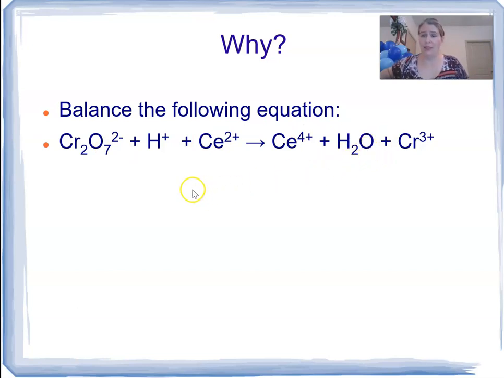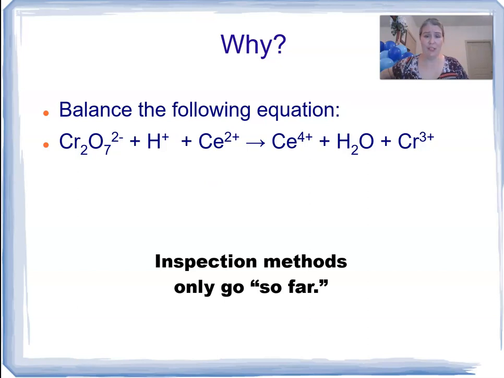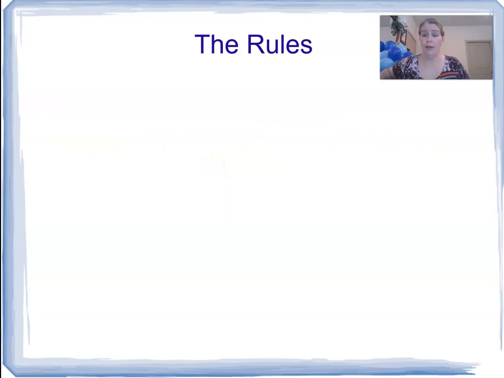But the problem is that doesn't accurately balance the number of electrons moving around. And electrons have mass, so you can't balance an equation without also dealing with balancing the electrons. And inspection methods really only go so far. So when we're balancing redox, we're going to have a method that follows certain steps. Really step number 1 is calculate oxidation numbers. The good news is this just has a set of rules to follow.